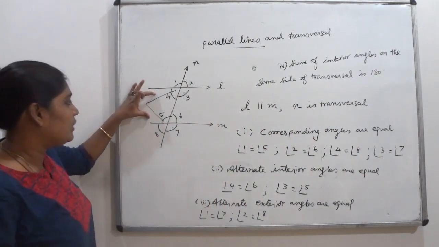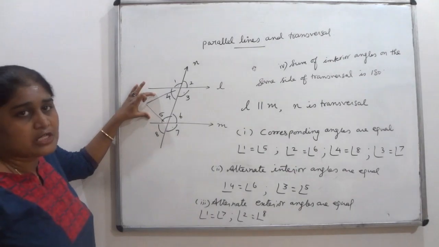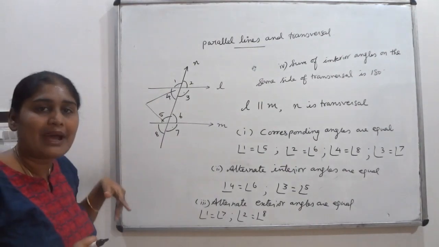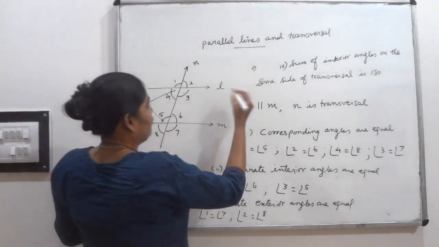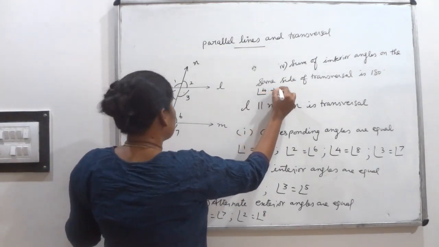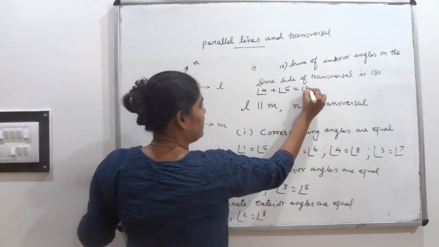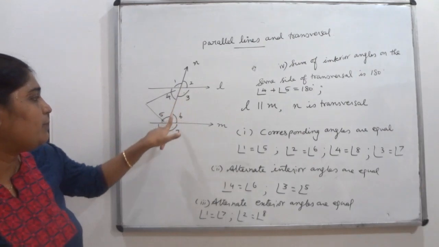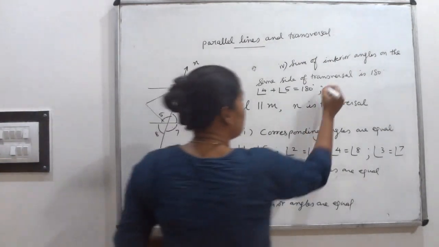If the sum of two interior angles on the same side of the transversal is 180 degrees, then I can tell that these two lines are parallel. So I can write it here: angle 4 plus angle 5 is equal to 180 degrees. The same way, on the right hand side, angle 3 plus angle 6 is equal to 180.